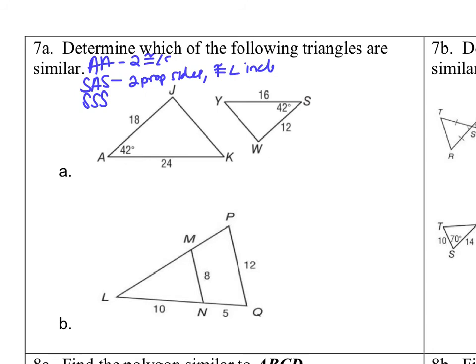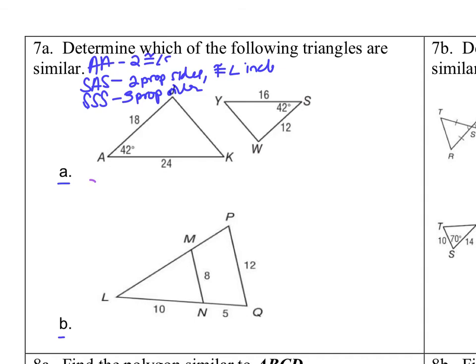Okay, and then side, side, side is 3 proportional sides. So, looking at our triangles, we need to determine between option A and B which ones are similar. Okay, so look at the information they give you. We have 2 sides and an angle that's included. So I want to test out side, angle, side first.